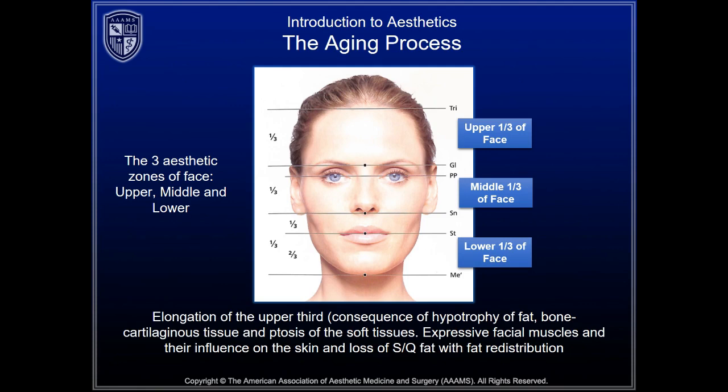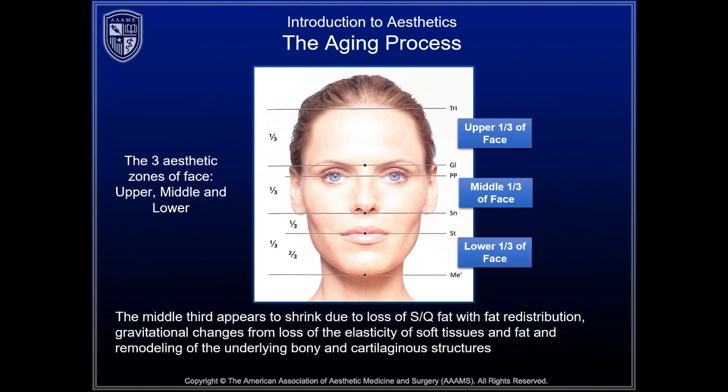In addition, expressive facial muscles and their influence on the skin, along with the loss of subcutaneous fat and fat redistribution, cause further morphological changes. The middle third of the face appears to shrink due to loss of subcutaneous fat with fat redistribution, gravitational changes from the loss of elasticity of the soft tissues and supporting ligaments, and remodeling of the underlying bony and cartilaginous structures.